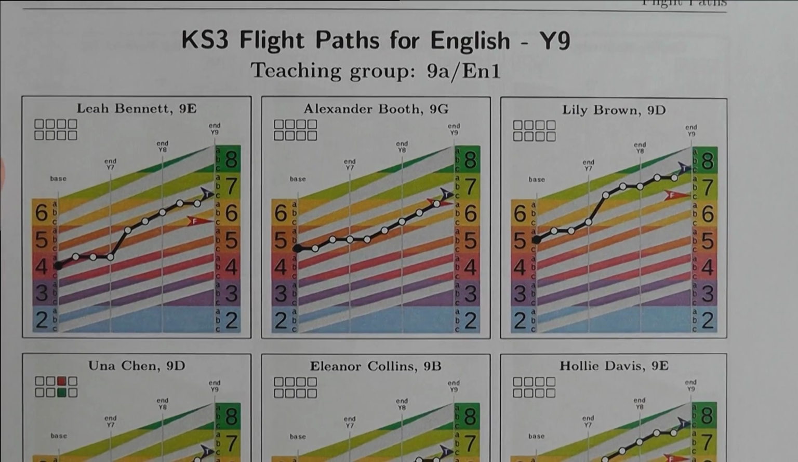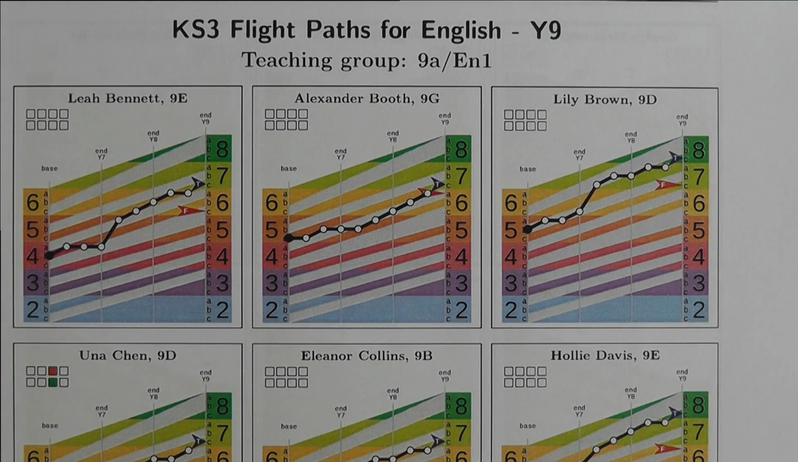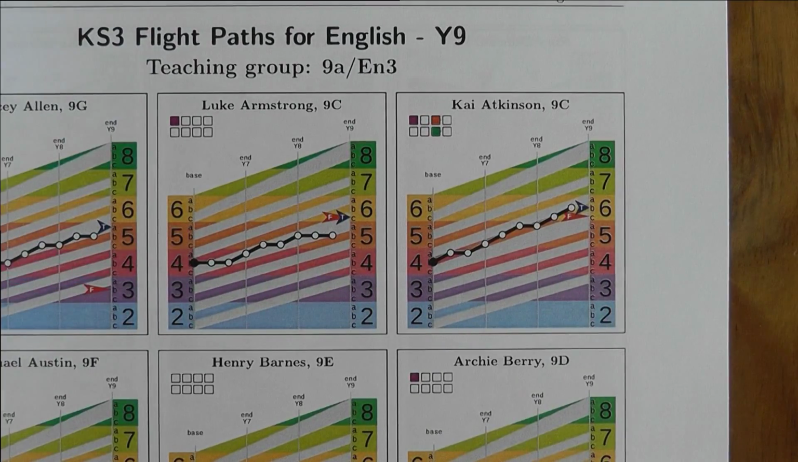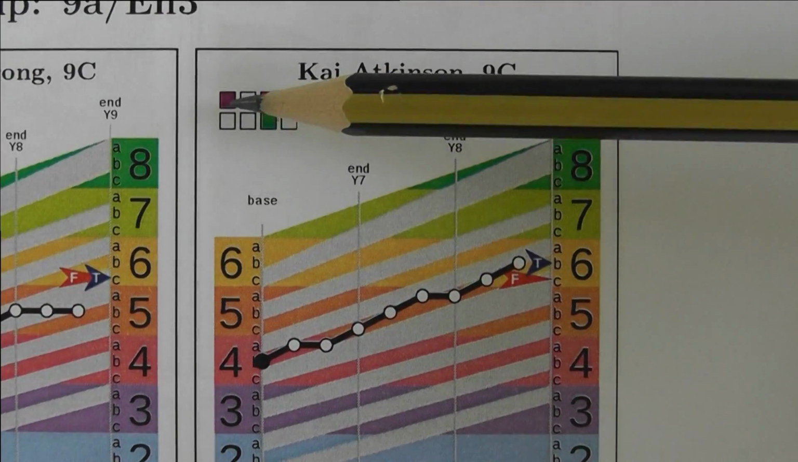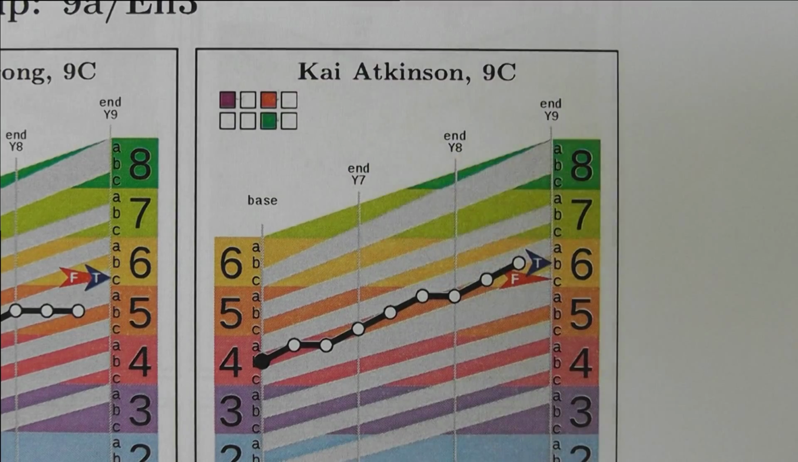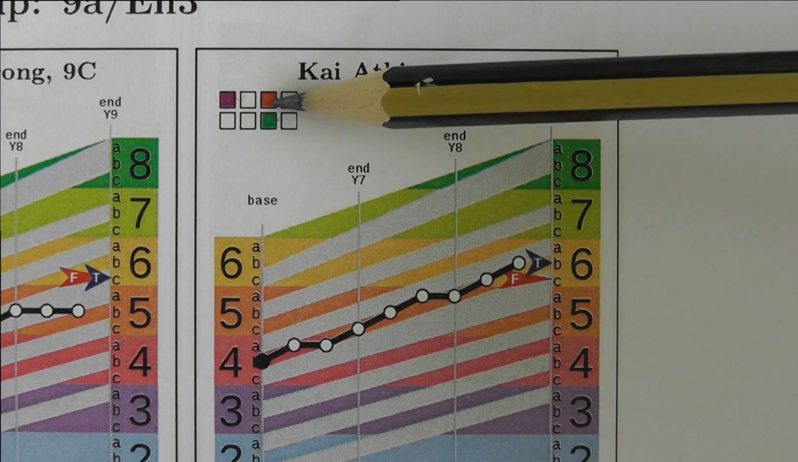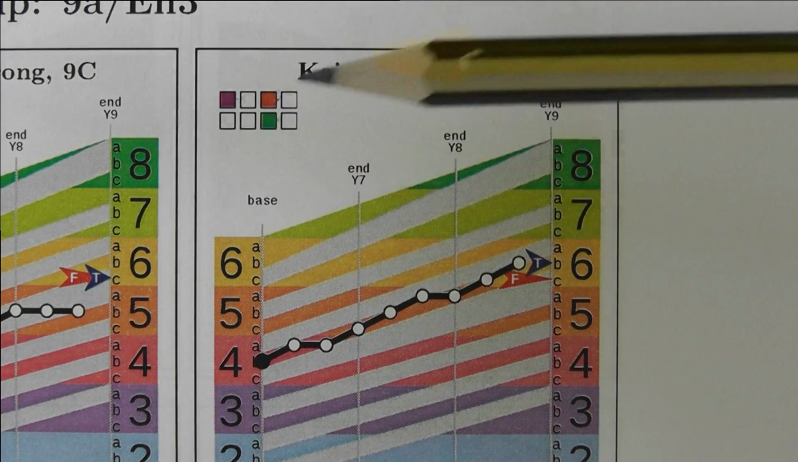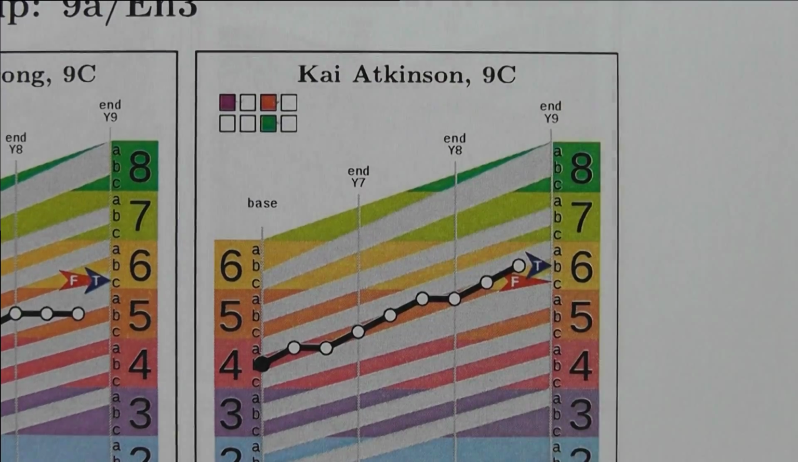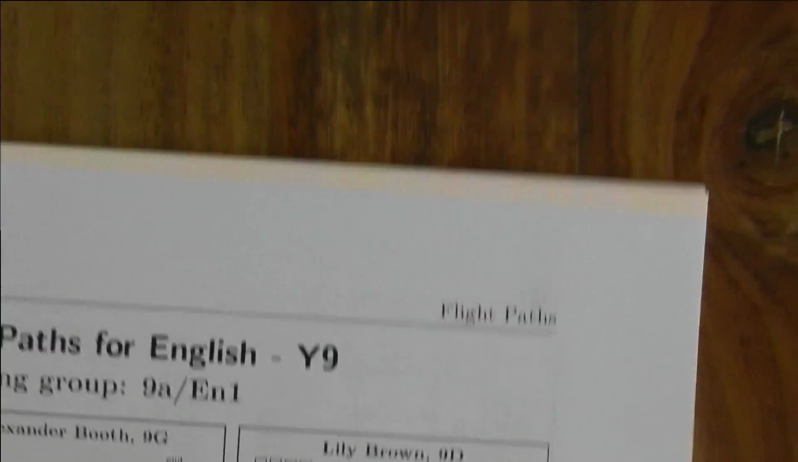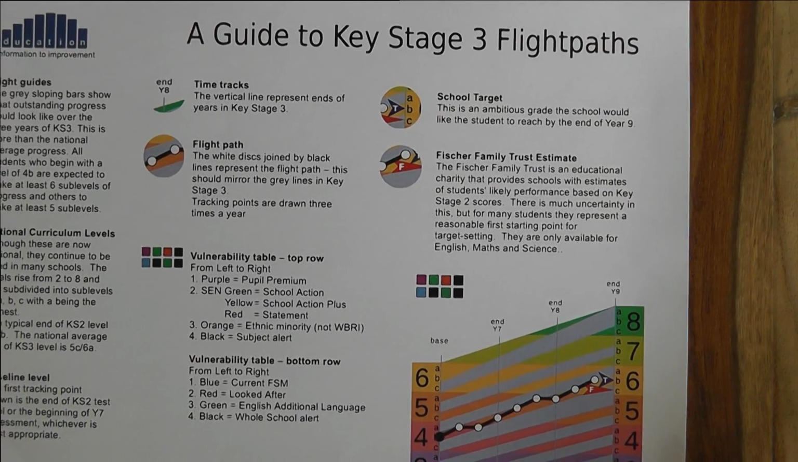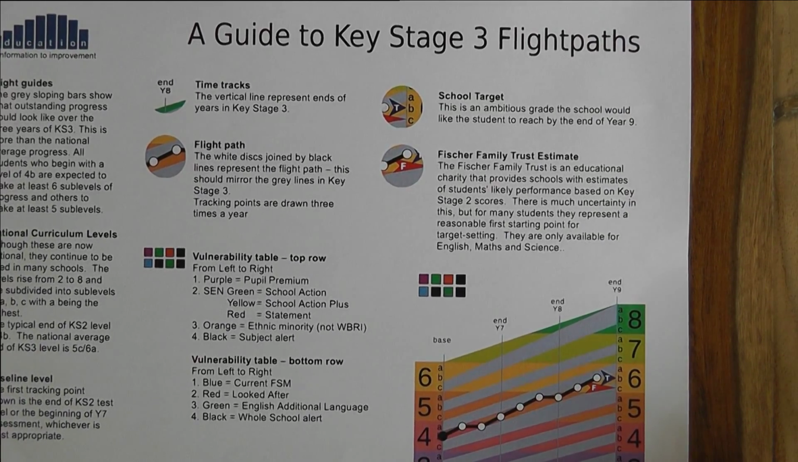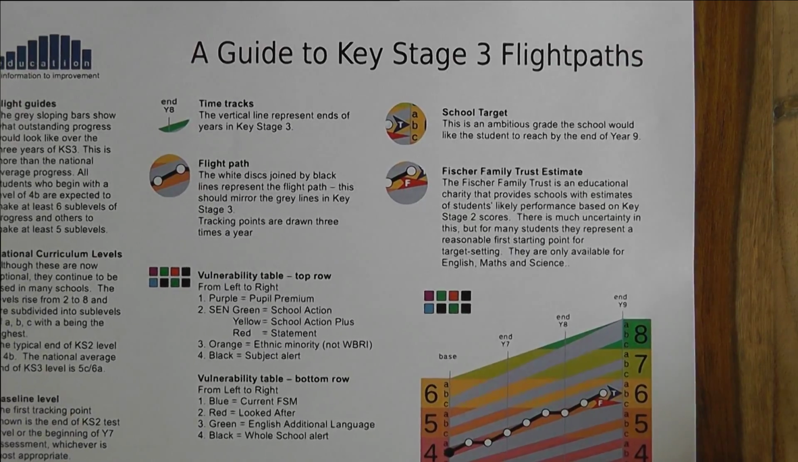As well as summarising progress for each student, they have a panel of coloured squares which indicate vulnerabilities. For example, here, Kai Atkinson is Pupil Premium, but not free school meals. He is an ethnicity other than white British, and he has English as an additional language. There's a simple one-page guide to Key Stage 3 flight paths on the website, one for teachers and one for parents and students. There's also similar guides for Key Stage 4.